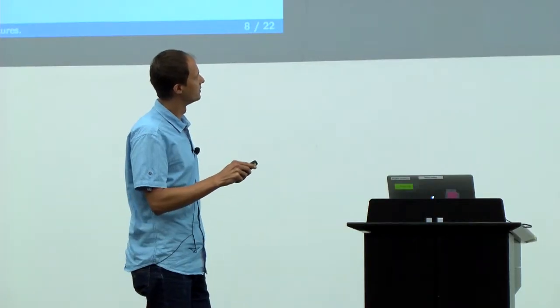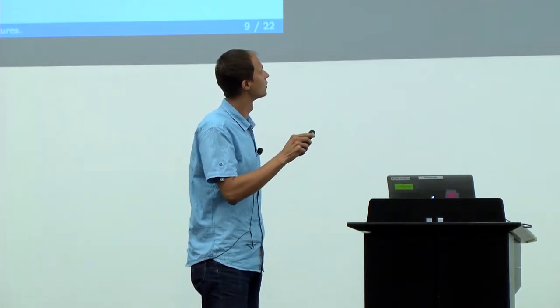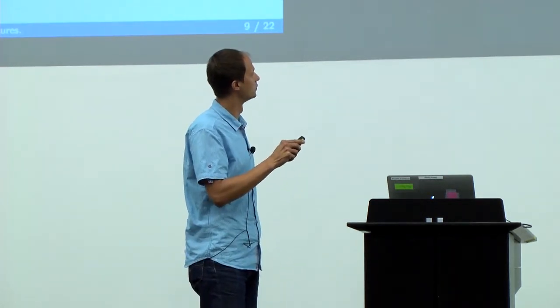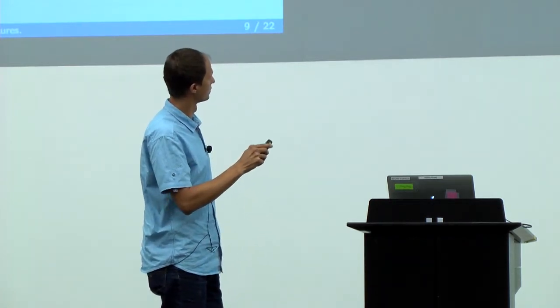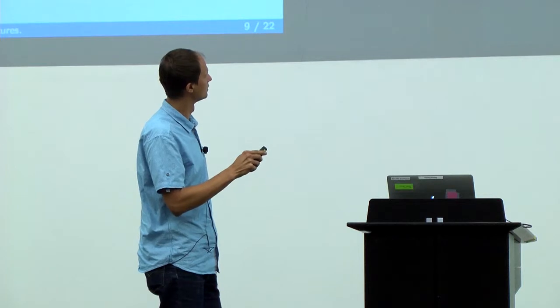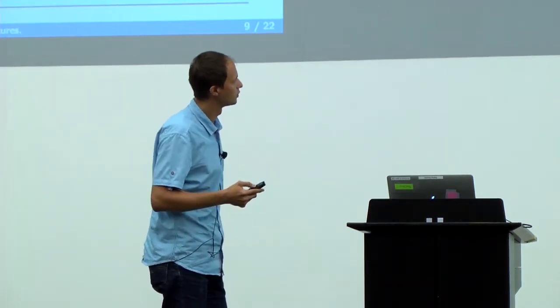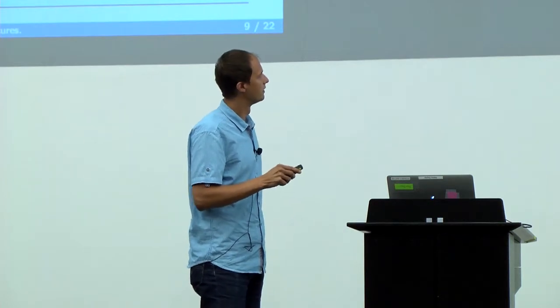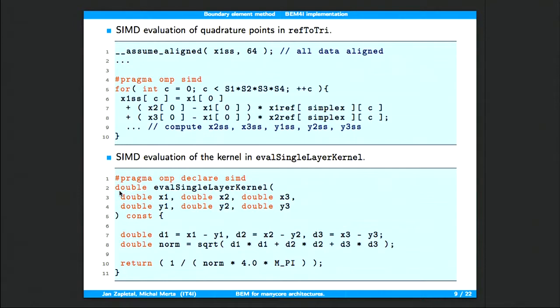And you do it in the SIMD manner. As I said, the transport from the reference triangle to the actual set of triangles is done in the SIMD way as well. We copy the result into a structure of arrays format. And the evaluation of the kernel is done in the SIMD manner as well. So we declare this function SIMD, and it can be called in the vectorized way.